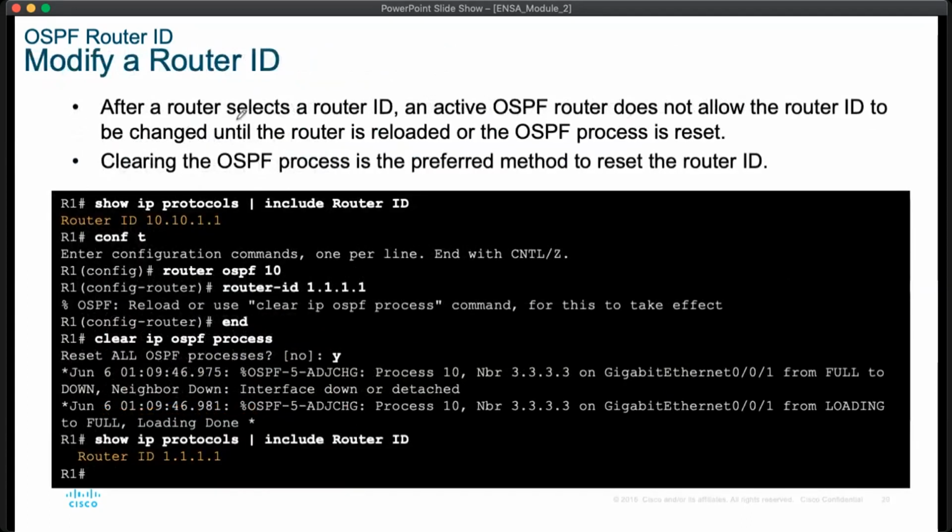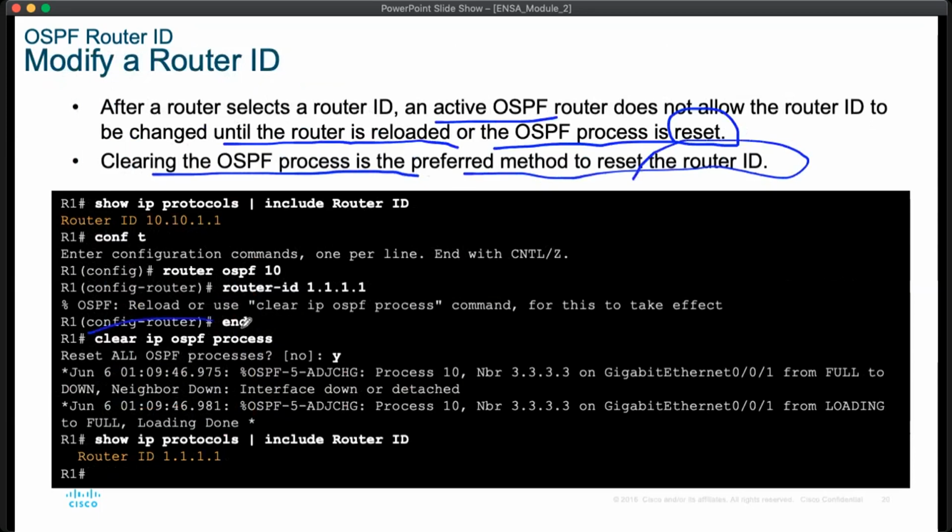If a router selects a router ID and is an active OSPF router, it does not allow the router ID to be changed until the router is reloaded or the OSPF process is reset. Clearing the OSPF process is the preferred method to reset the router ID. That's the only way to do a reset, by clearing the OSPF process.